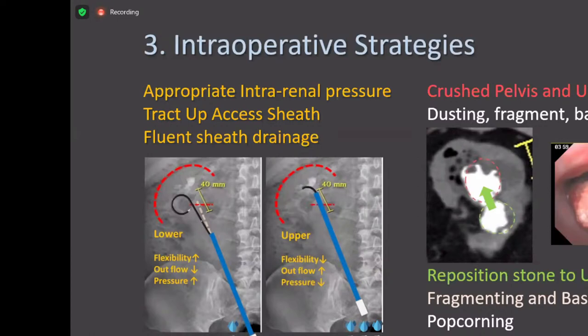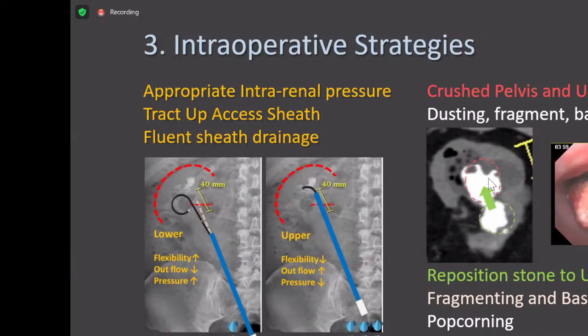That means the irrigation can go in and the drainage function is good. That means the intrarenal pressure will not be very high, which makes the surgery safer. And then we crush the pelvis and the upper renal stone.